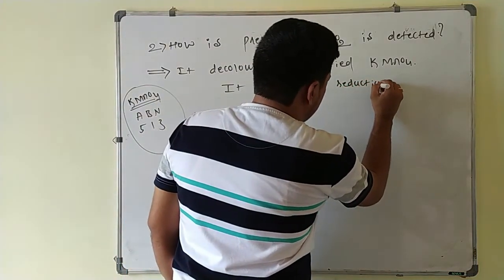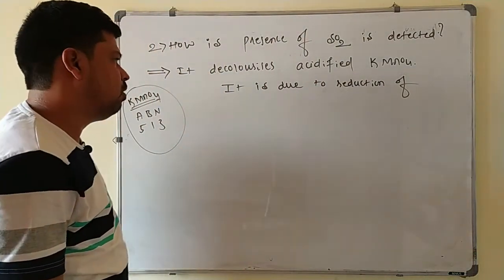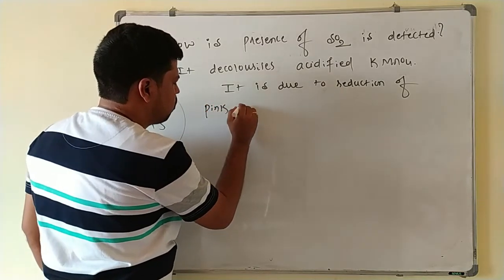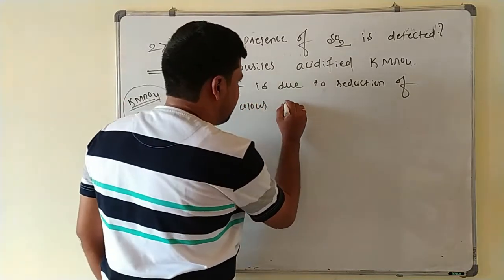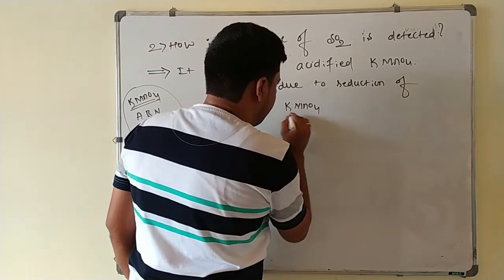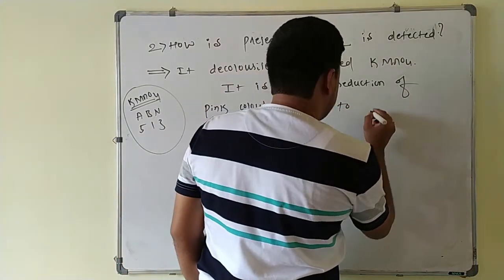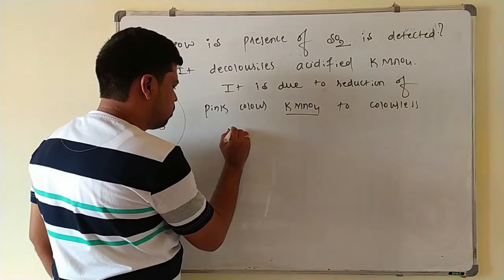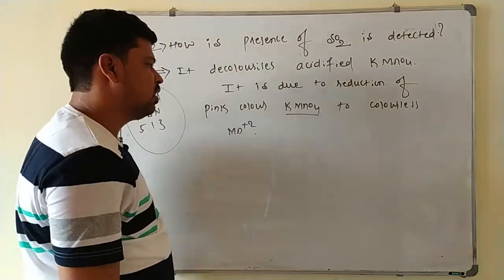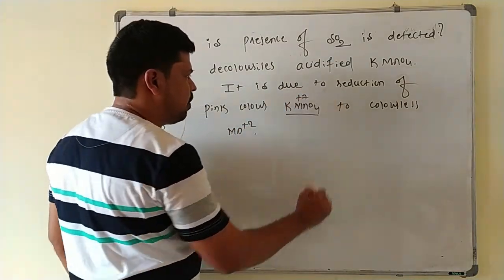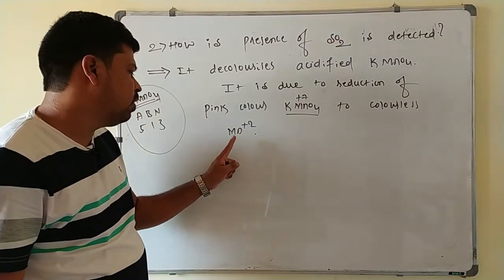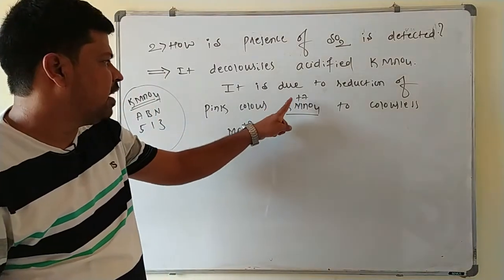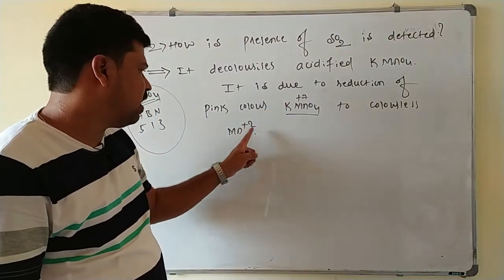It is due to reduction of pink color KMnO4 to the colorless Mn+2. See here, in the KMnO4 the oxidation state of Mn is +7 and it is reduced to +2, and this is colorless and this is colored. So decolorization takes place because of the reduction of this pink color KMnO4 to the colorless Mn+2 ion.